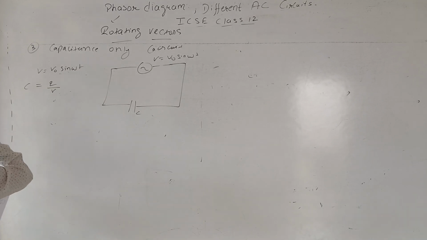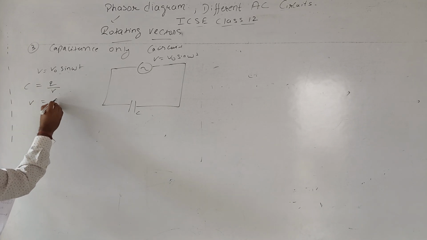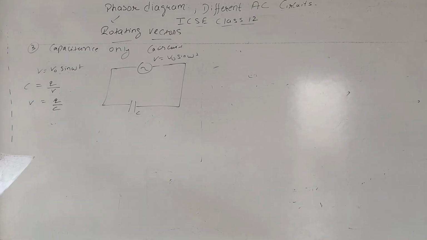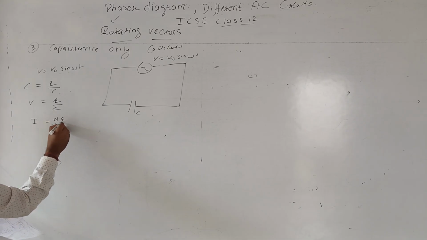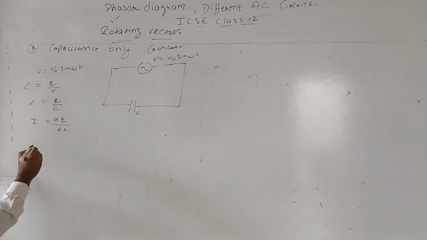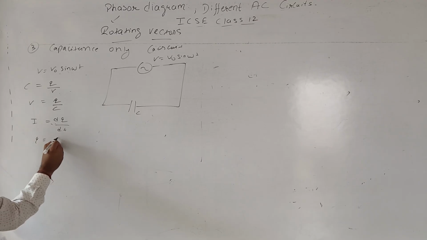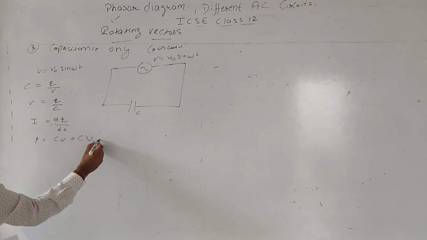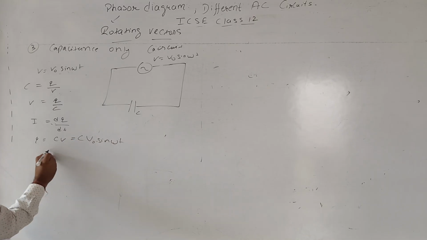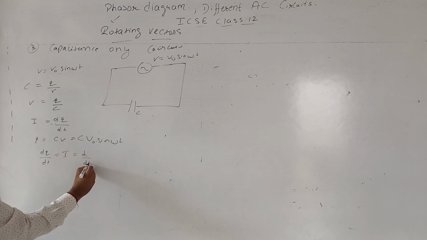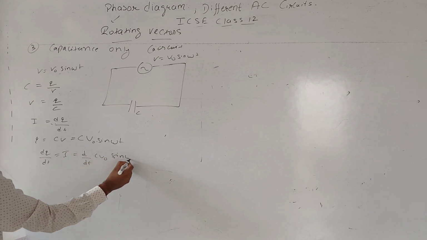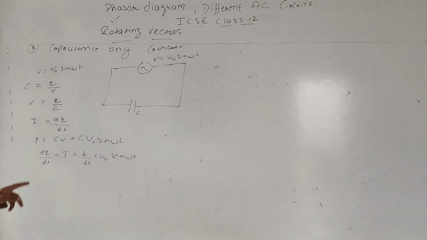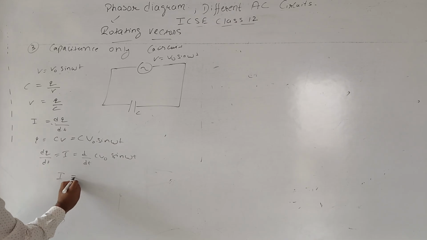So V is equal to Q divided by C. Q by C is the potential. And I is equal to dQ by dt. So we'll have Q is equal to CV, which is equal to C into V naught sin omega t. Therefore, dQ by dt, which is the current, is equal to d by dt of C V naught sin omega t.